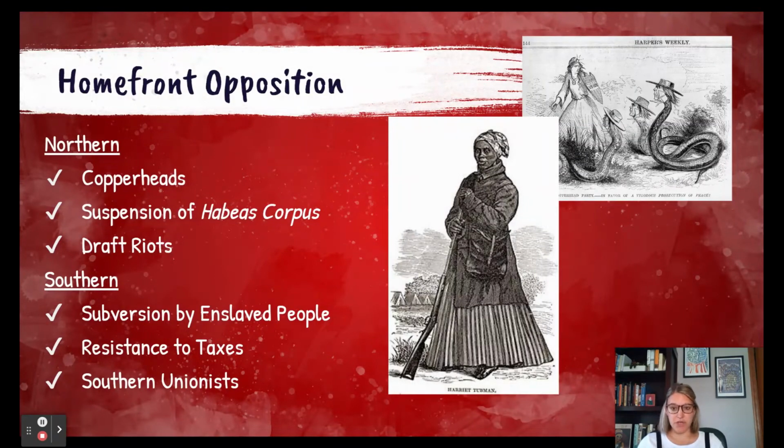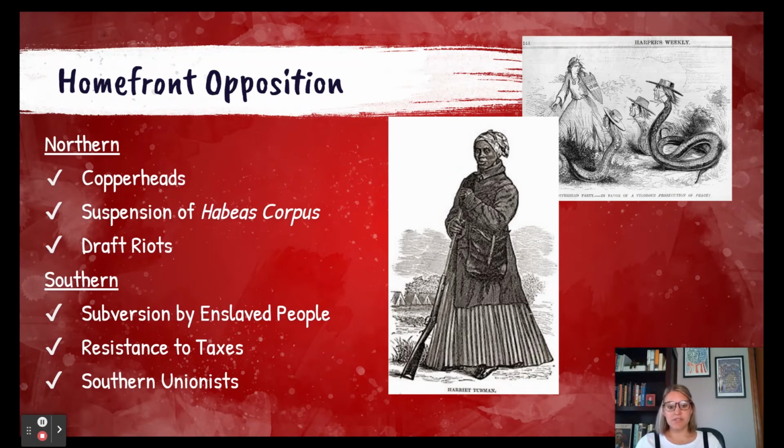You should also be familiar with some home front opposition. The North primarily dealt with Copperheads. This is a group of peace Democrats, people who wanted to just declare peace and allow the South to secede. Lincoln got a lot of criticism for his suspension of habeas corpus, which allowed him to imprison people without a trial, without having the rights of the body. That's what habeas corpus means. And then there were draft riots. This was the first draft in American history, and people rioted against that.